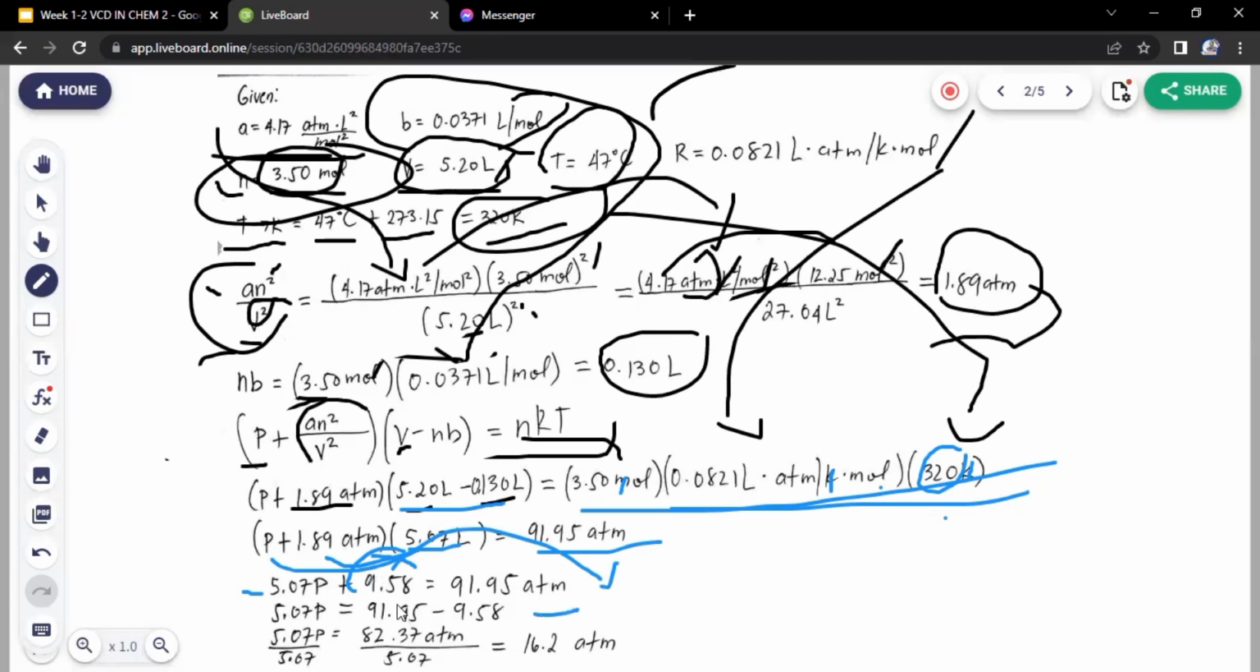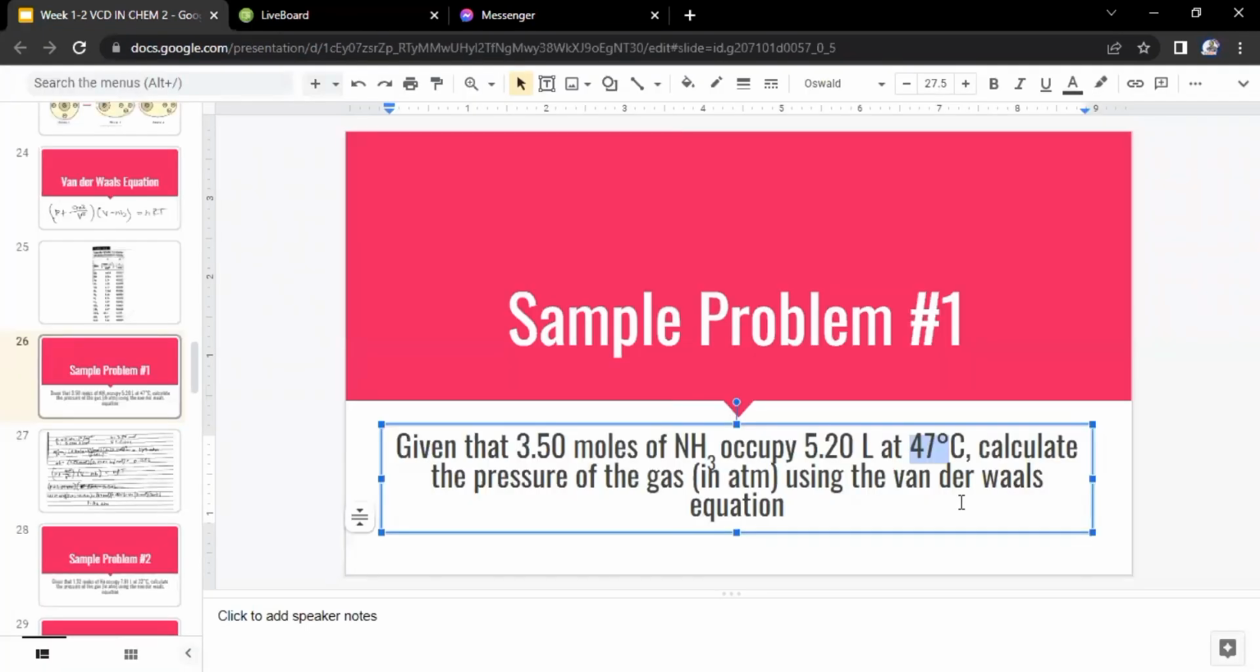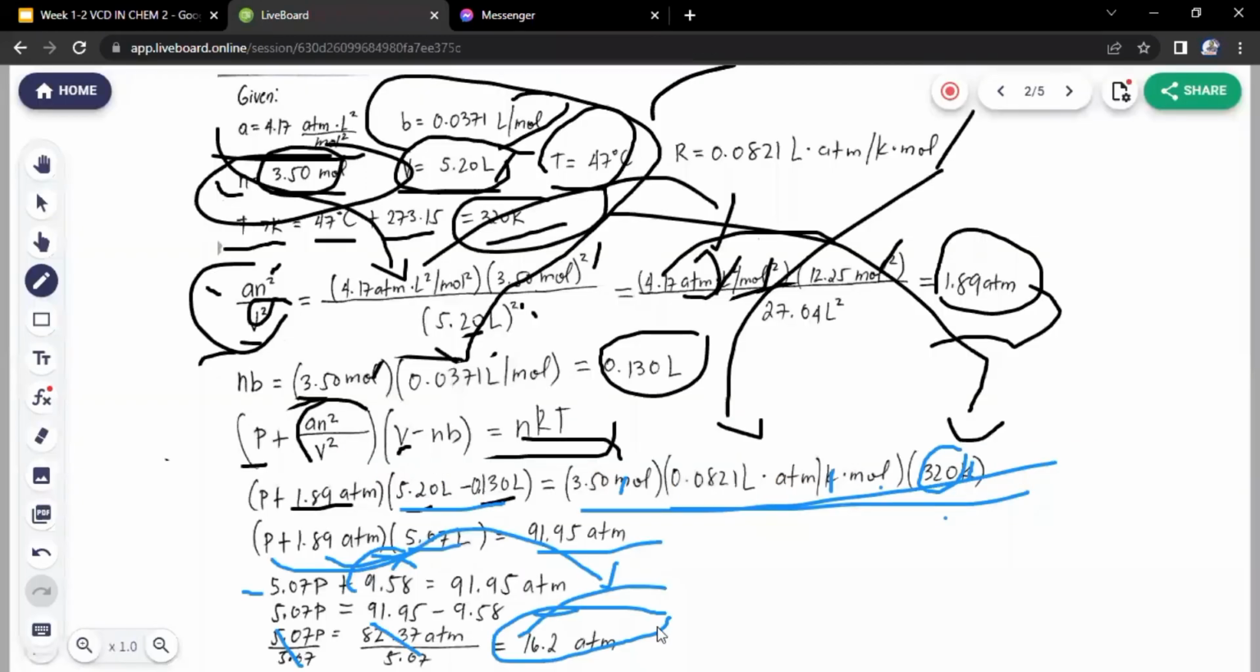All right, and then the next thing that you need to do is divide both sides by 5.07. Dividing, cancel this one, you will be left with the pressure variable. And then 82.37 divided by 5.07, you will have 16.20 atm. The value of the pressure of the gas in atmospheric pressure using the van der Waals equation given this sample problem is 16.2 atmospheric pressure. This is the answer.